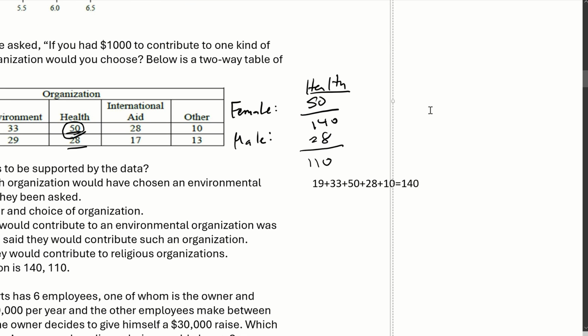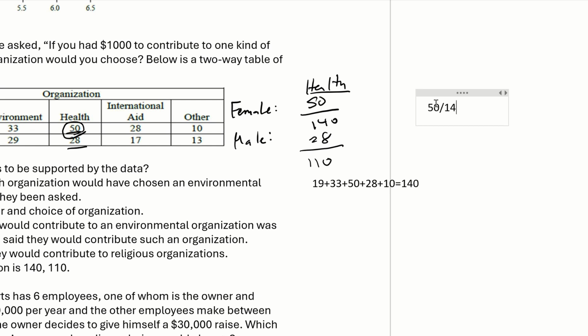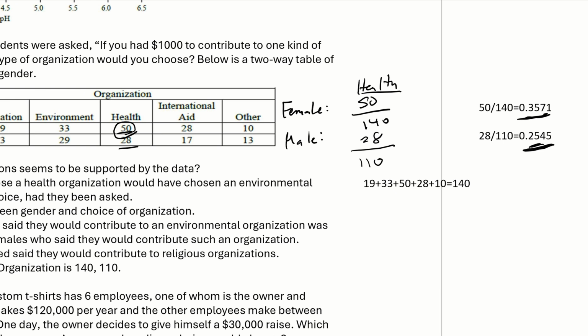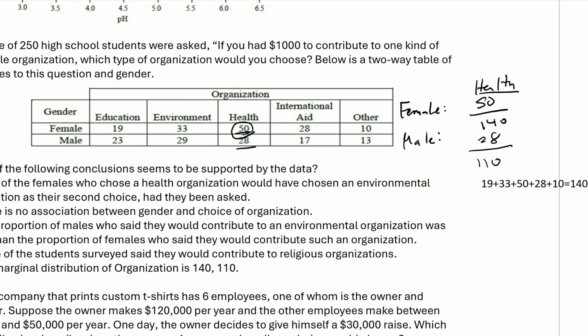Okay, so let's compare those. We can see that those are different. That's 35.7% compared to males, that's 25.45%. There's a difference here. If you're female, you're more likely to choose health. In fact, 10% more likely than males. So if you're female, you're 10% more likely to choose health.